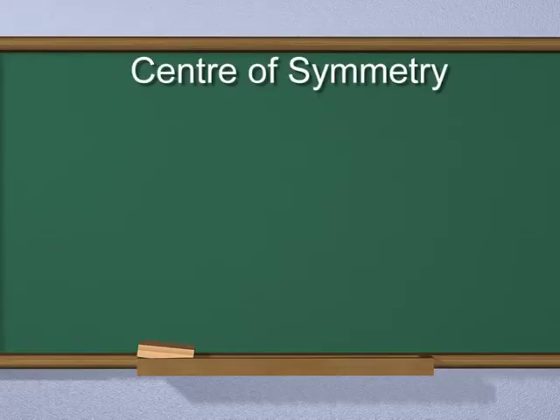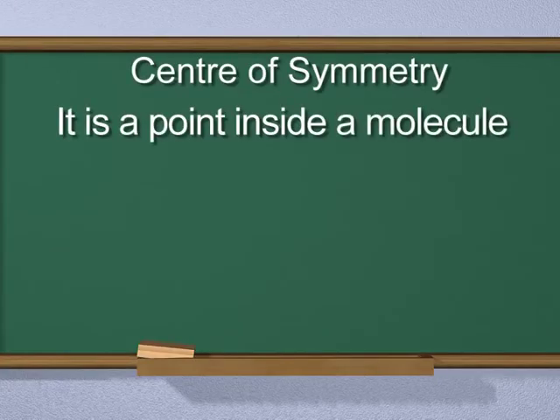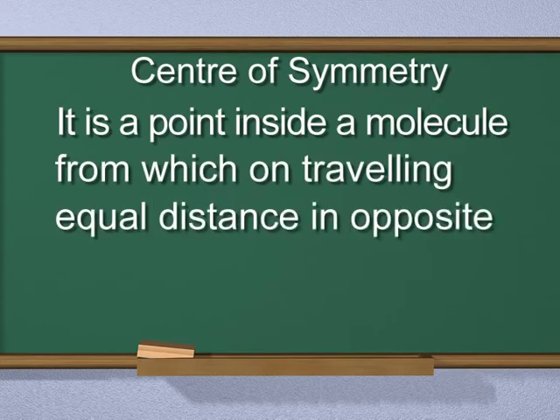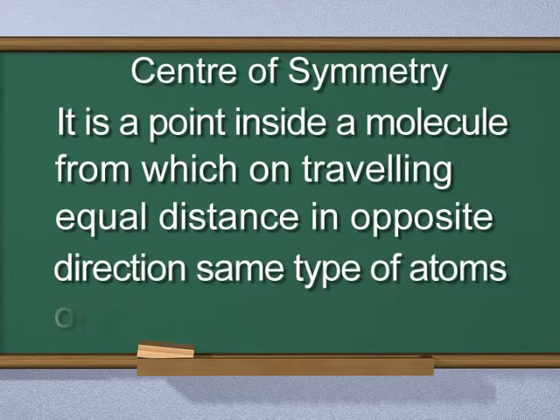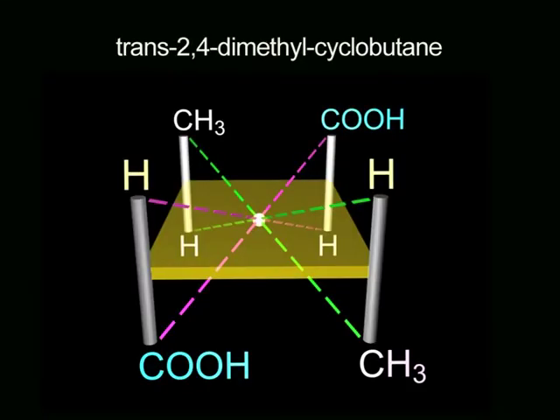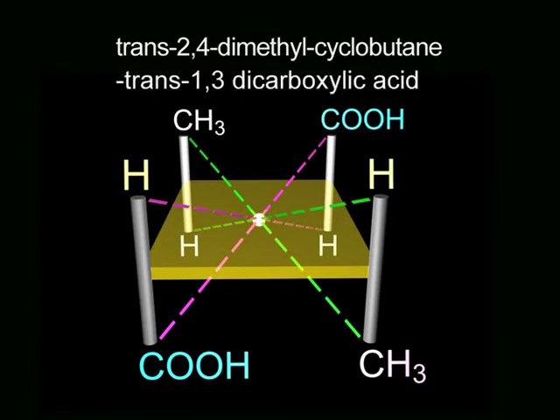Let us now try to define center of symmetry. It is a point inside a molecule from which, on traveling an equal distance in opposite directions, the same type of atoms or groups are encountered. A center of symmetry is usually present only in an even numbered ring. For example, trans 2,4-dimethyl cyclobutane trans 1,3-dicarboxylic acid has a center of symmetry as shown on the screen.